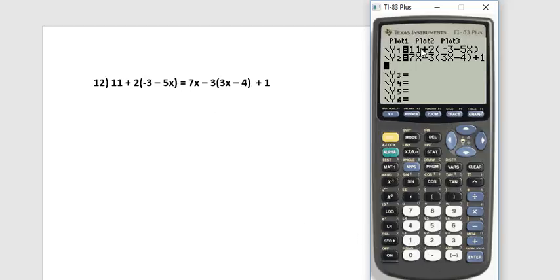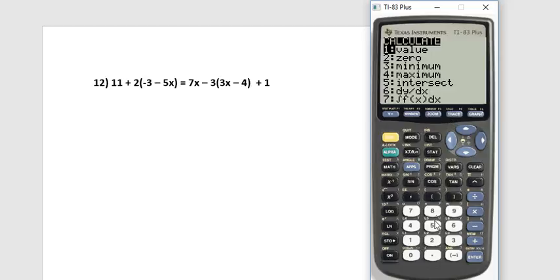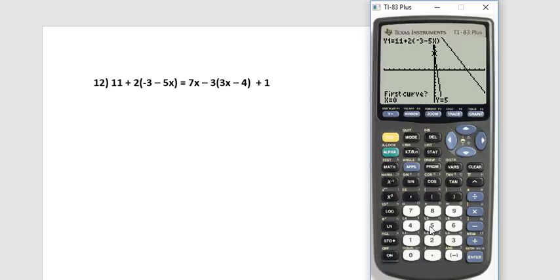So since we have two lines, we're going to find where the two lines intersect. So I'm going to do second, calculate. Number 5 is intersect. There's both the lines, and I'm going to press enter, enter, enter. Right there. X equals negative 1. X equals negative 1. It's the exact same thing that we got.